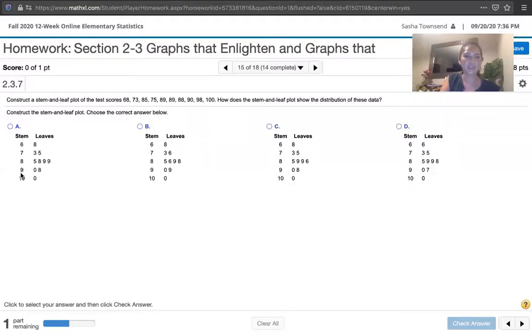Notice that the stem is using the tens place of each of these test scores, and the leaves are just using that last digit. So I'm going to do this with you on a piece of paper, and then we'll come back here and choose the correct answer.